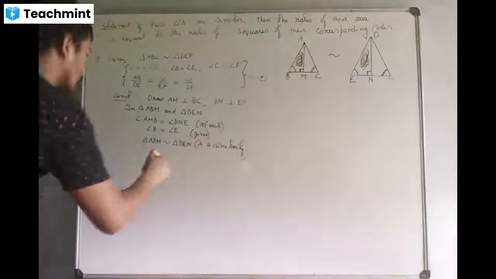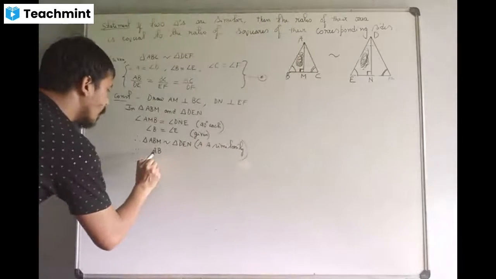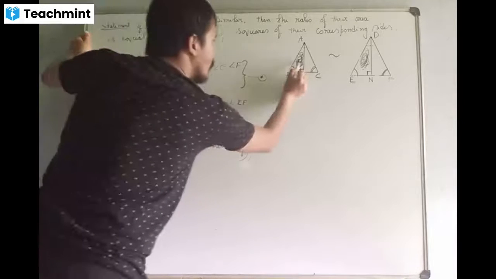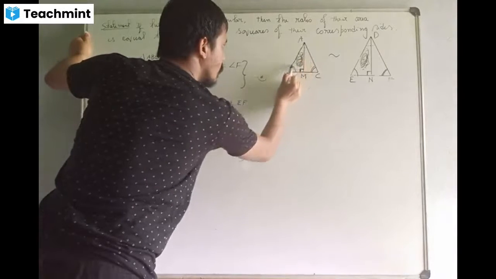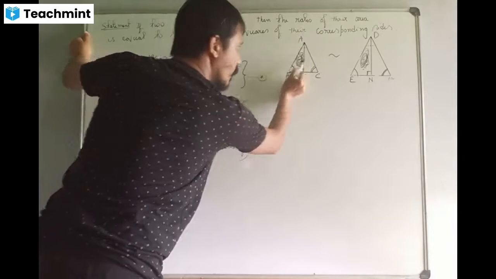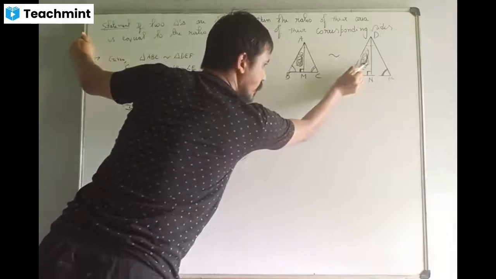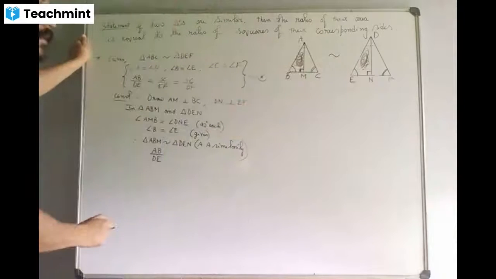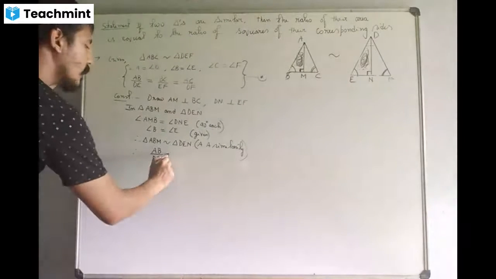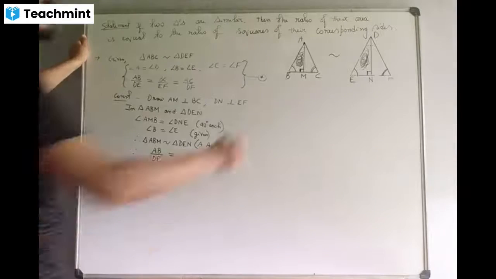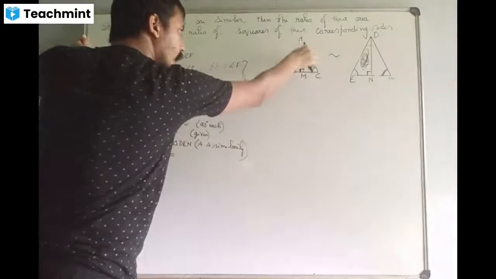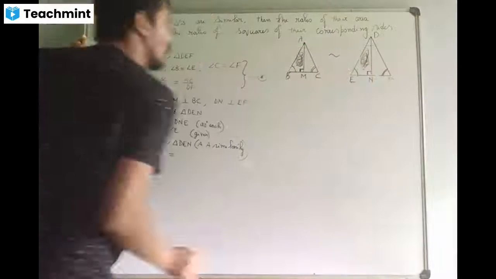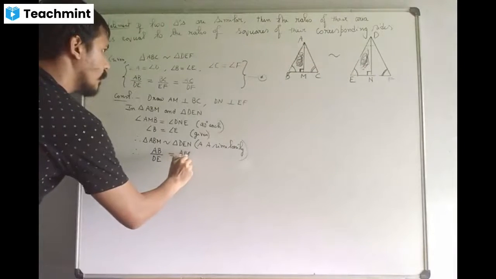Means the side AB upon side DE. See, this side AB of this triangle corresponds to this side of this triangle. So the side AB corresponds to your side DE. So AB upon DE will be equal to the side AM of this triangle, which corresponds to the side DN of this triangle. So AM upon DN.